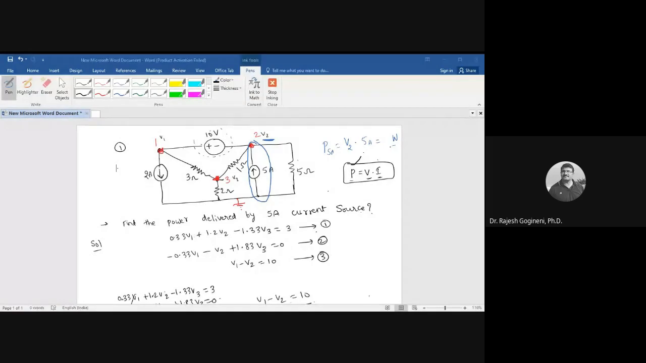That means a voltage source can be converted into a current source. That means a practical voltage source has a voltage source in series with a resistor, and a practical current source consists of a current source in parallel with a resistor. So we can convert a voltage source to a current source and a current source to a voltage source, right?